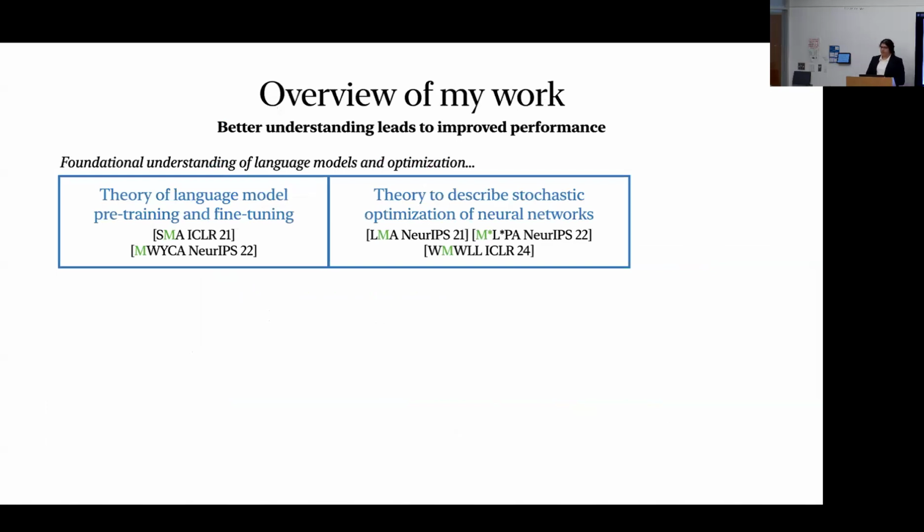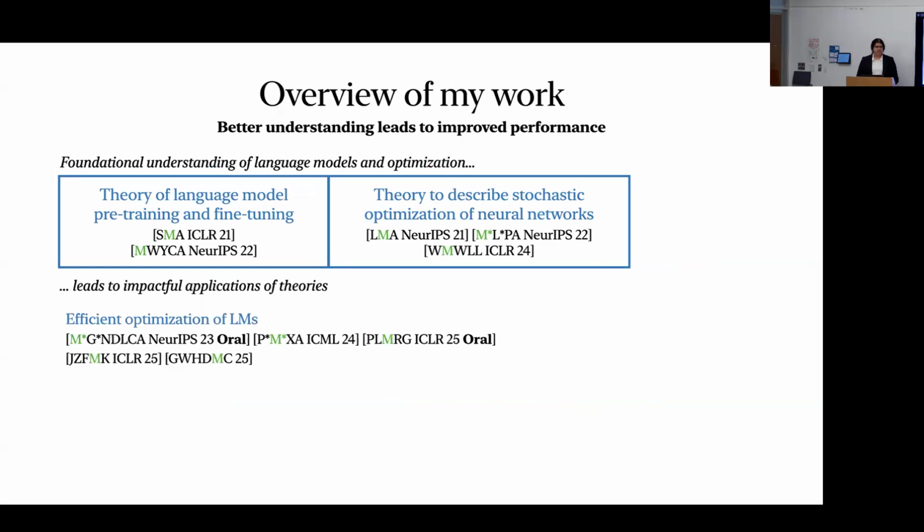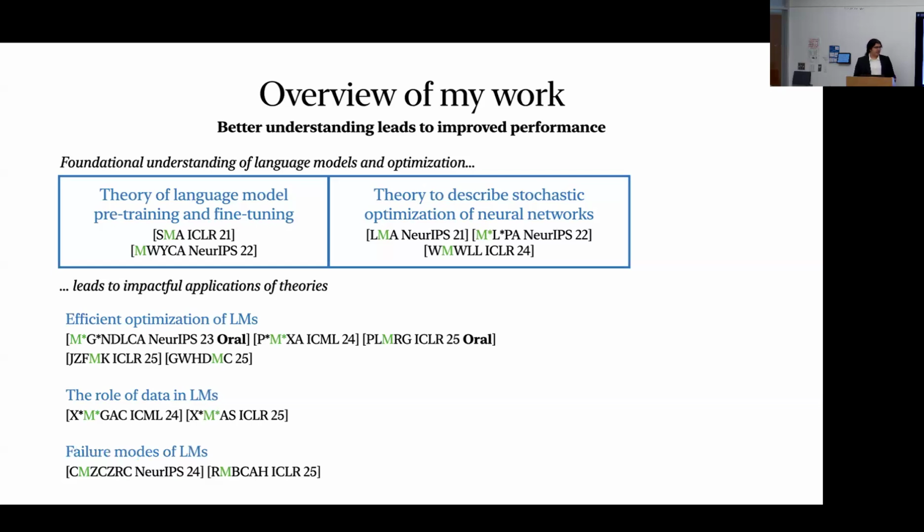So here's a more concrete overview of my work. Because it follows this three-stage process, a better understanding of these models actually does lead to improved performance. On the theory side, I built a foundational understanding of language models, in particular with respect to how they're pre-trained and fine-tuned, and I've also advanced our understanding of the stochastic optimization of neural networks. And this leads to impactful applications to efficiently optimize language models, understand the role of data, and also to identify, characterize, and mitigate failure modes that can occur in these language models. Because of the mathematical rigor of these ideas, as well as the broad applicability of the algorithms, many of the algorithms are being used today in companies to develop their frontier models and reduce the cost of doing so.